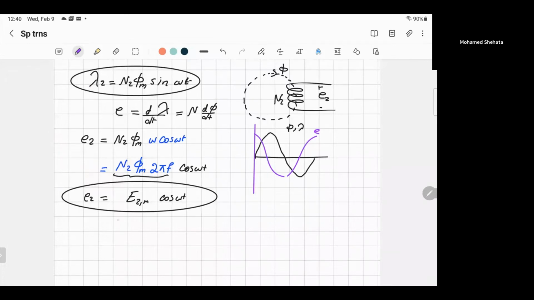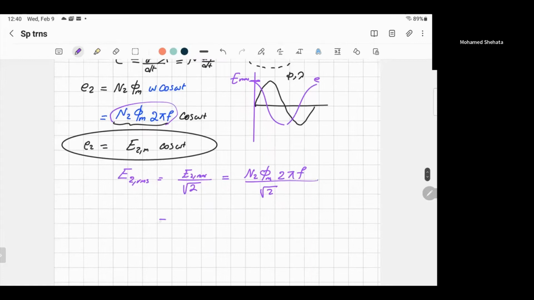All right. So I'll say that the root mean square for E2 will be equal to E2 maximum value divided by root 2, because the height here, that's E max, divided by root 2. What's E2 max? That's the whole thing: N2 phi m 2 pi f divided by root 2.